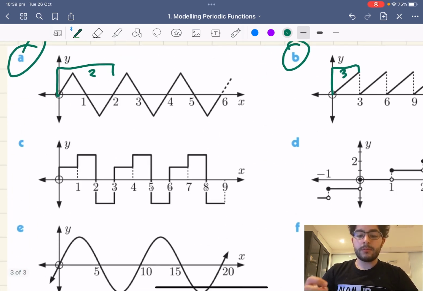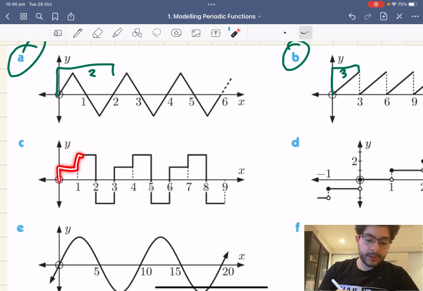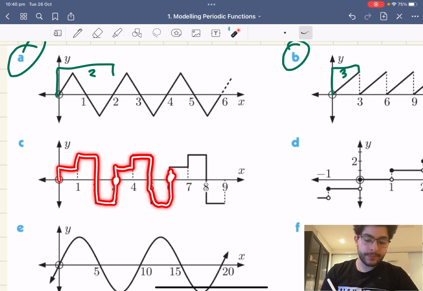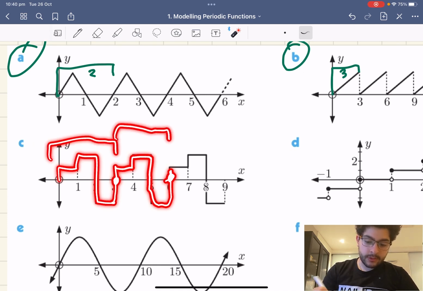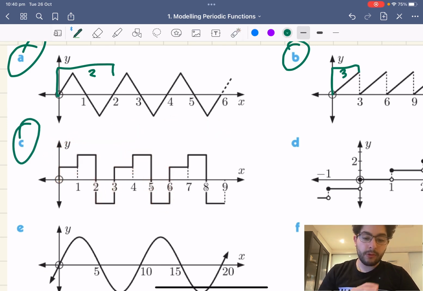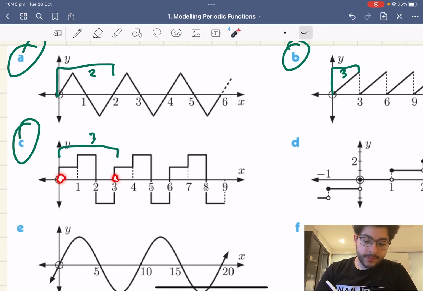Now if we look at C, we can see that it goes up like that, down, across, and up. But we can see that exact shape repeats again. Up, down, down, down, up. There we go. So we can see it repeats over here to here, then again here to here, and so forth. So this one also has periodic behavior. So far, A, B, and C have all had periodic behavior. And in this case, the period length is 3, because that is from the start to the start of the next period.